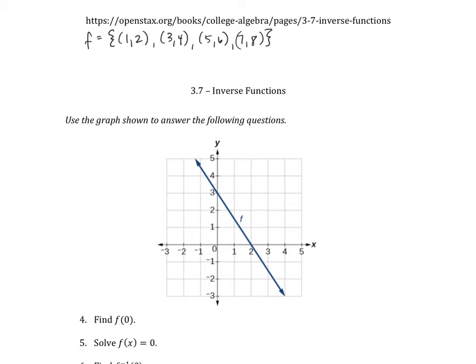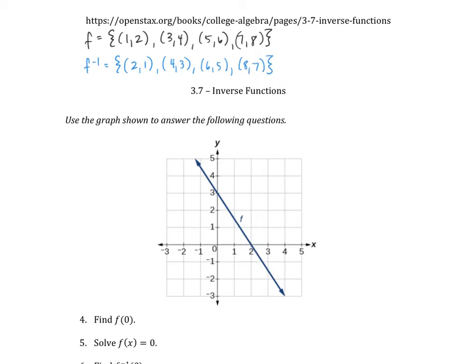The inverse is going to be when I interchange all the x's and the y's. So that means I'm just going to replace the x and the y values with each other. So instead of (1, 2), now my ordered pair in the inverse is going to be (2, 1). The next ordered pair would be (4, 3). I'm simply changing them around. (6, 5), and (8, 7).